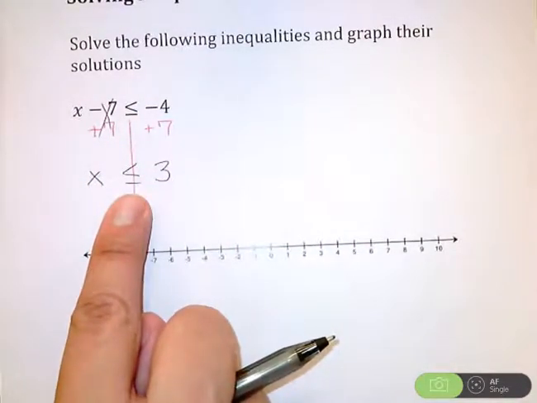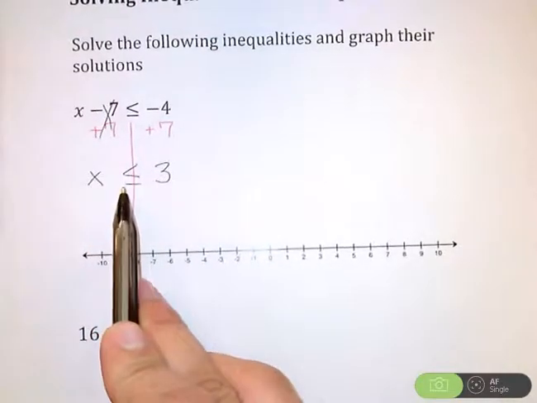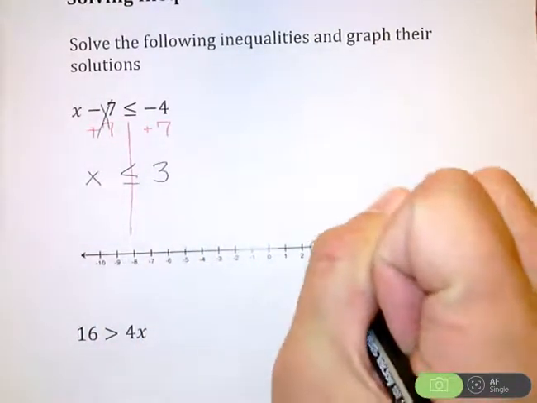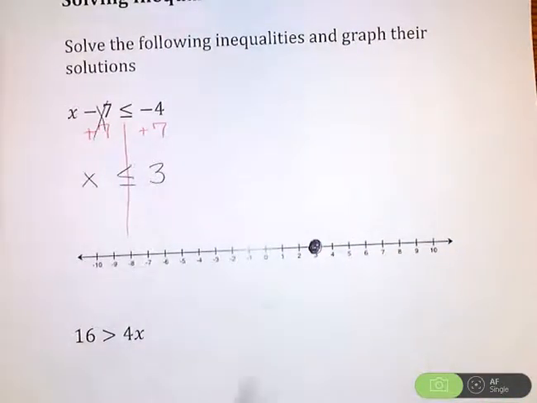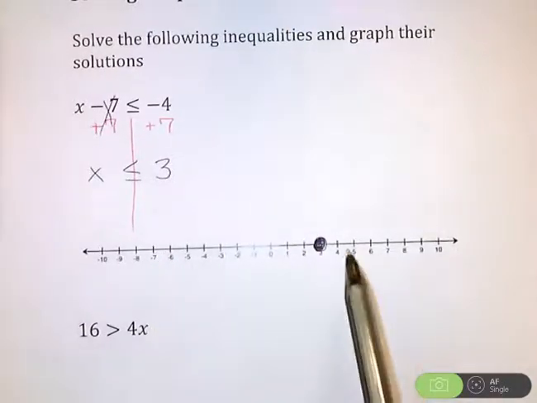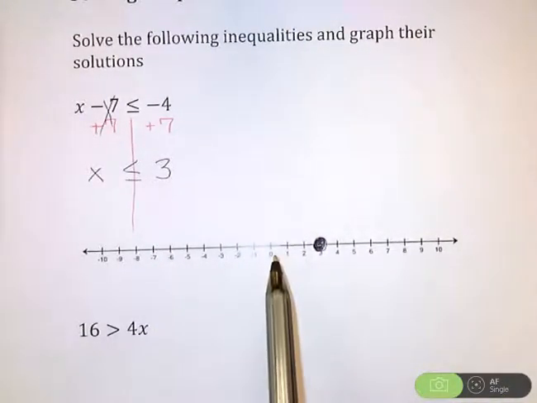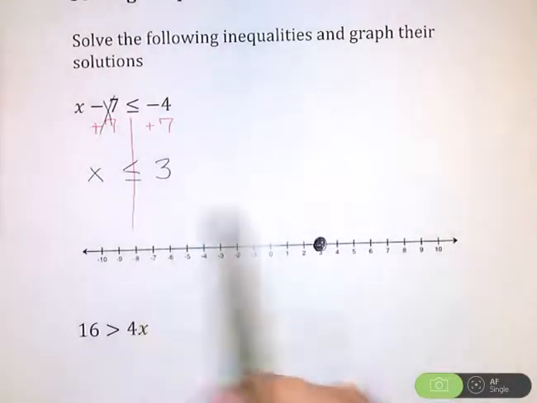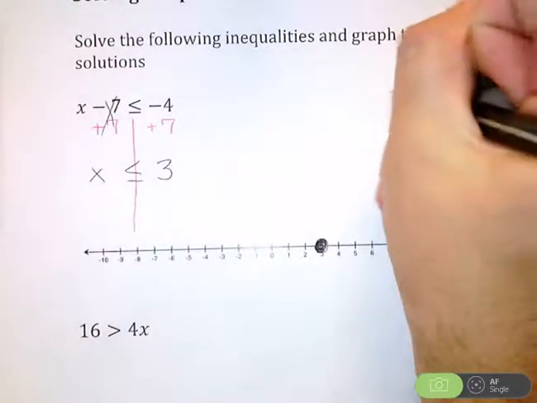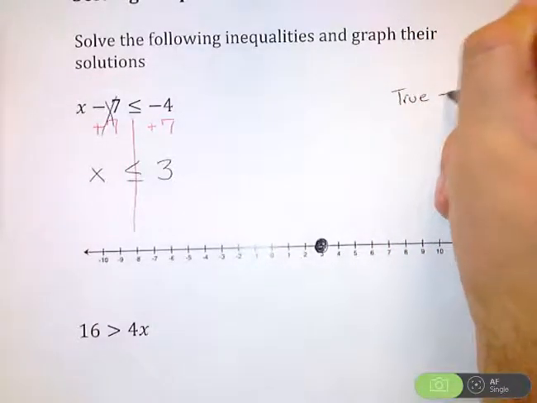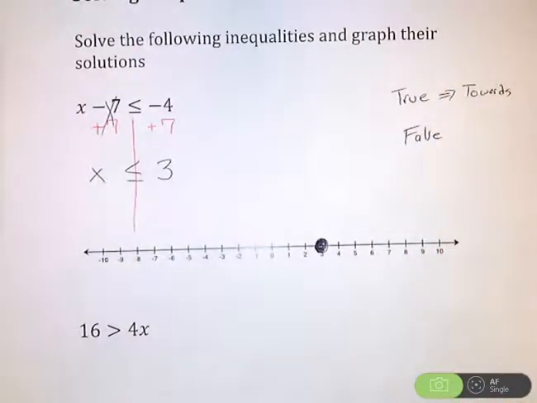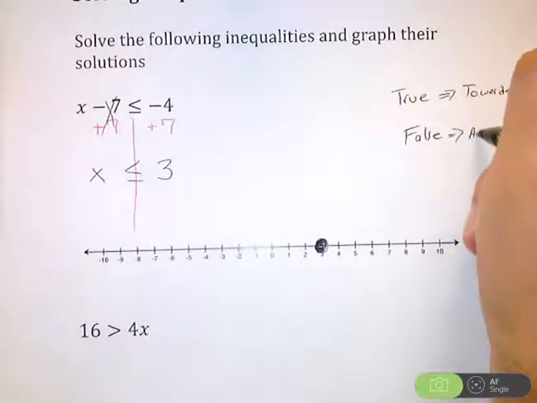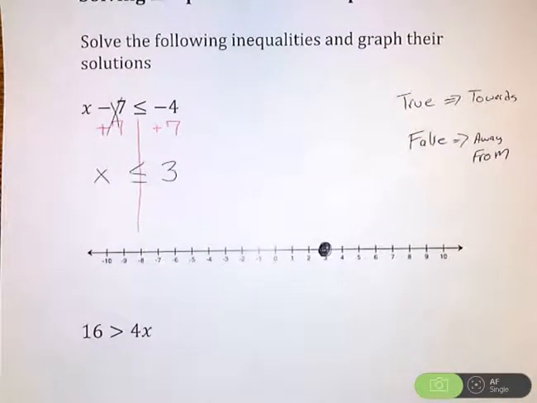So I have a less than or equal sign, which means I need a closed circle at 3. So there's my circle, and I'm going to close it. Now I got to figure out, do I want to shade towards the 0 or away from the 0? The way to do that is plug in 0 into the inequality. If the inequality is true, shade towards 0. If it's false, go away from 0. So true, we're going to go towards 0. False, we're going to go away from.